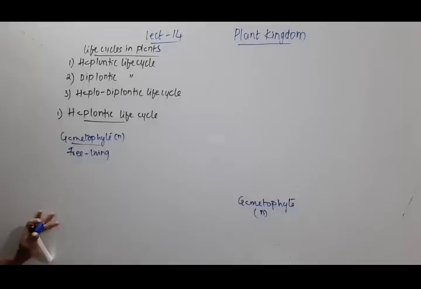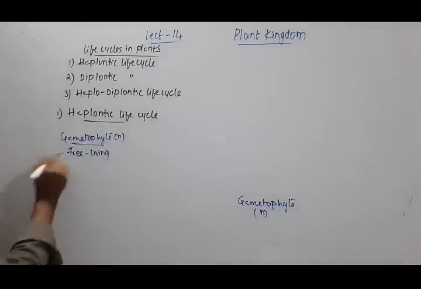Previously in angiosperms I discussed that the female gametophyte and male gametophytes develop on the sporophyte and are dependent on the sporophyte for nutrients, shelter and whatnot. In some cases, in the lower group of plants, the gametophyte is not dependent on the sporophyte. It lives independently, so I call it free living.